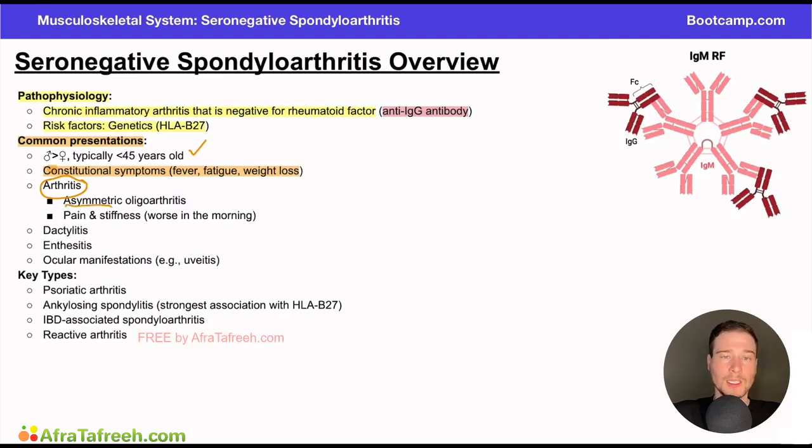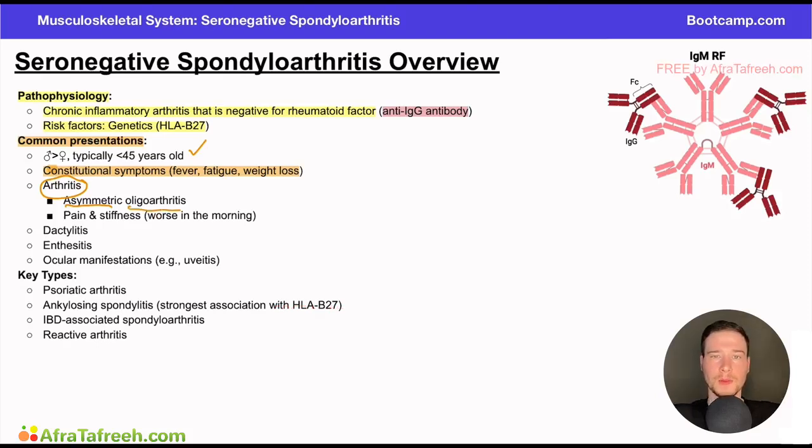That is to say, it's asymmetric, so it's not equal on both sides. We think about things that might be symmetric arthritis, like rheumatoid arthritis, where both of the hands might be affected. But asymmetric means one or the other might be affected. One knee, not the other knee. One hip, not the other hip. These are examples of asymmetric arthritis. Oligoarthritis means more than one joint is going to be involved.